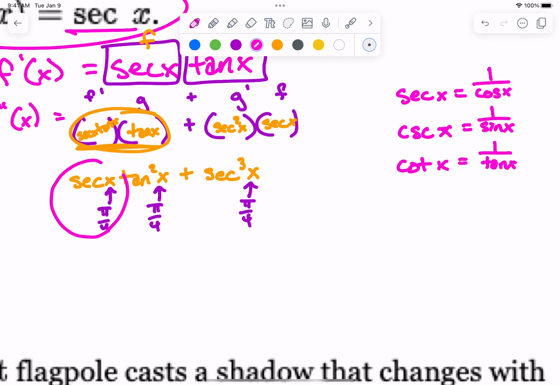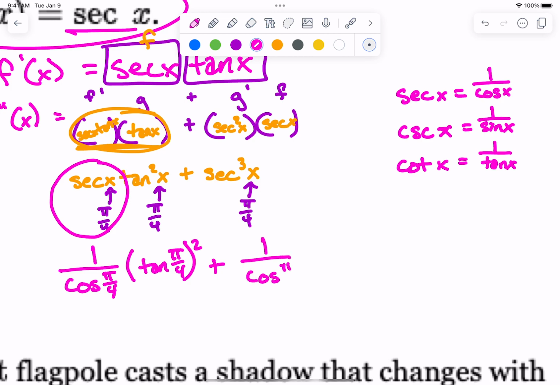So when we have secant of pi over 4, I'm going to do 1 over cosine of pi over 4. That's what secant is. Then I'm going to do tangent of pi over 4 squared: I'm going to have it do tangent of pi over 4, and then square that number. Plus 1 over cosine of pi over 4 again, because that's what secant is, but I'm going to have it take that thing to the third power. All of this needs to be in radians, and then you will get an answer and you will be done.